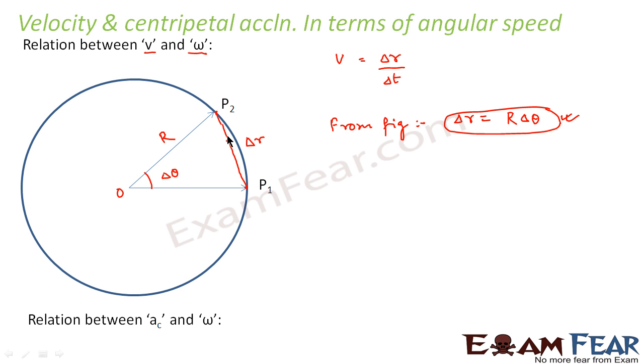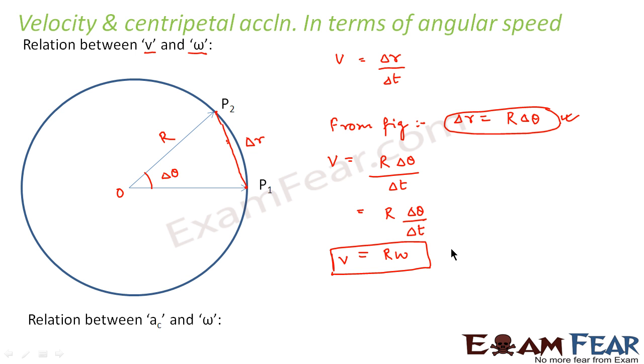From your basic mathematics, you know that in a circle, this length delta R is equal to the radius into delta theta, that is the angle subtended at the center. Now if we put this value in the first equation, V is equal to capital R delta theta divided by delta t. So what will be delta theta by delta t? This will be nothing but omega. So V will be equal to R omega. That is the relation between linear velocity and angular velocity.